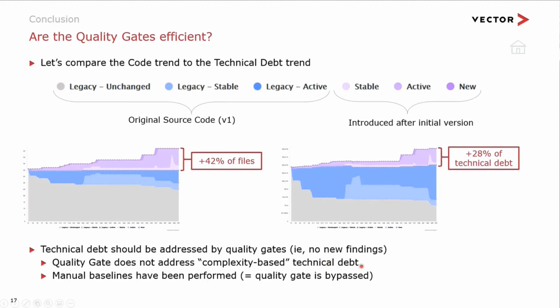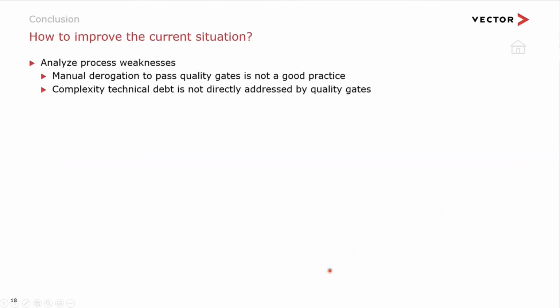The other thing that we also realized is that in our quality gates, we do not track the complexity-based technical debt, which means that everything due to cloning or the static code analysis is perfectly under control, but we didn't evaluate the complexity of the code regarding the technical debt, and that was clearly a weakness in our quality gates.